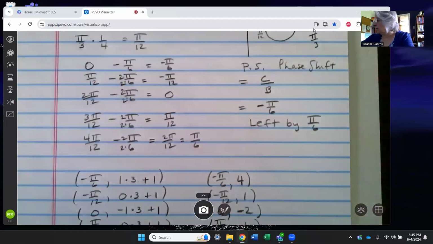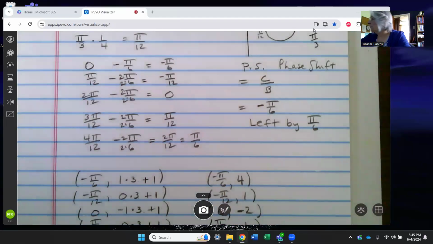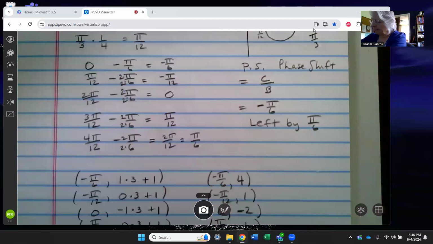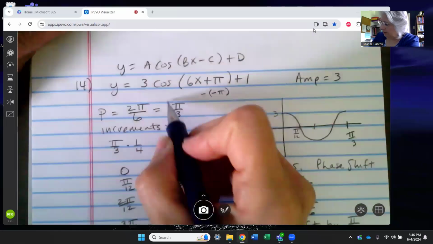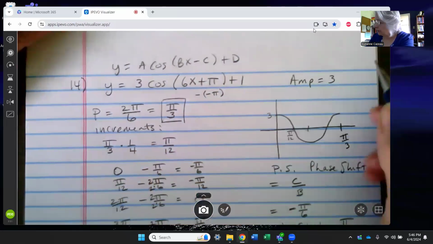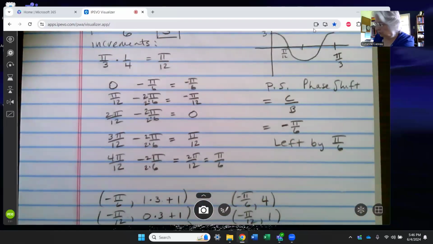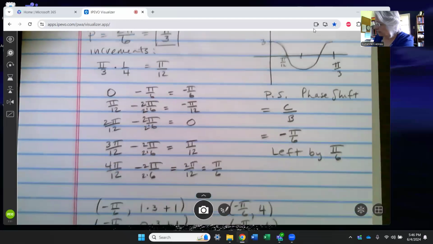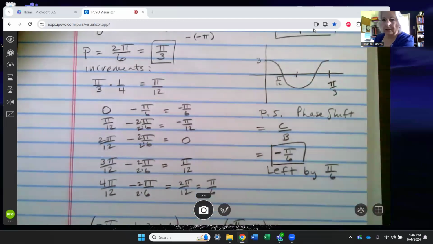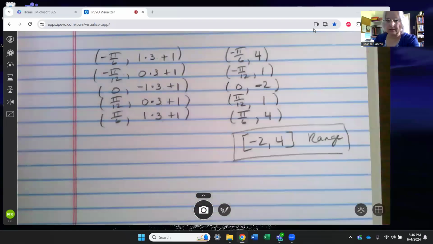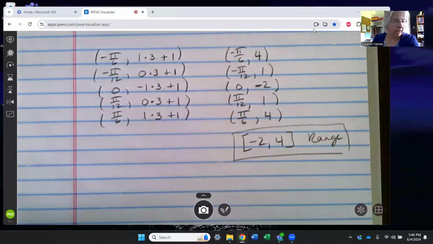I think I've answered all the questions. We got amplitude, range, period, phase shift, and quarter points. Period, amplitude, range. Phase shift is negative pi over 6. And those are your points right there. Okay.